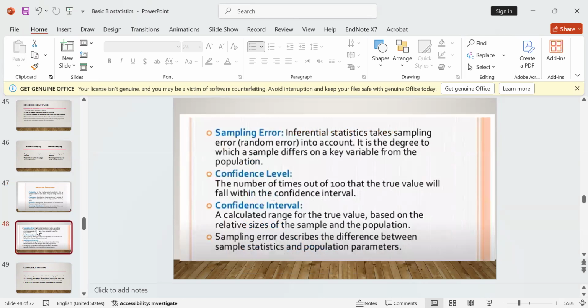Sampling error. Inferential statistics take sampling error into account. It is the degree to which a sample differs on the key variable from the population. Confidence level: the number of times out of 100 that the true value will fall within the confidence interval. Confidence interval is the calculated range for the true value based on the relative size of the sample and the population. Sampling error describes the differences between sample statistics and population parameters.